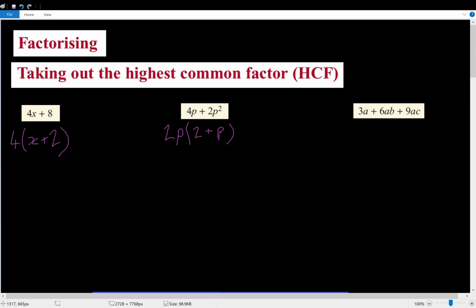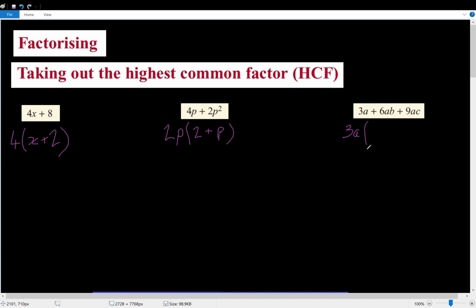Now let's look to our third one here. This time we've got 3 terms and we've got 3 different letters involved. So we've got to see what's going to work out for this. So we'll start off by finding the highest common factor of the numbers. The highest common factor of 3, 6 and 9 is 3. So we write that down. And then we look for common letters that they have in here. And the common letter that they all have is a. So a is going to be a common factor. b isn't in any of the other terms and c isn't in any of the other terms, so they won't be counted as common factors.